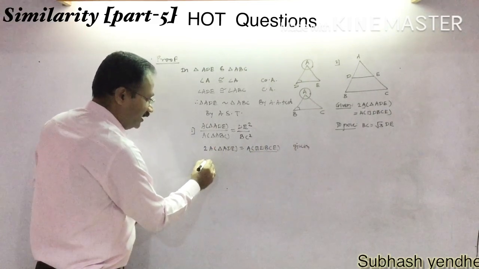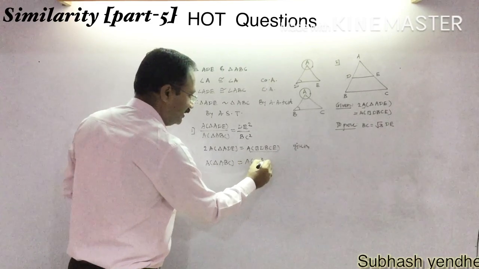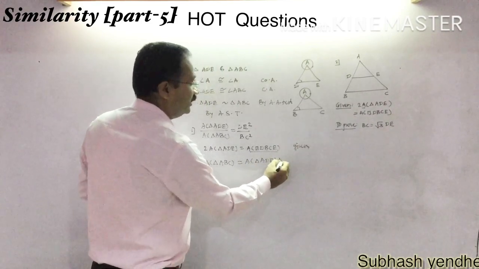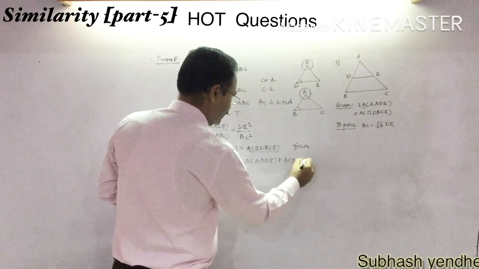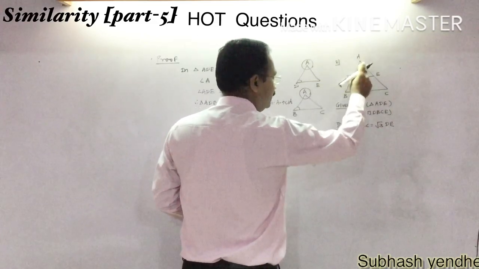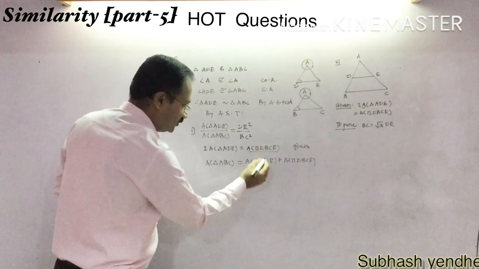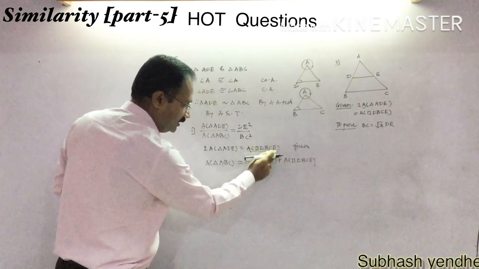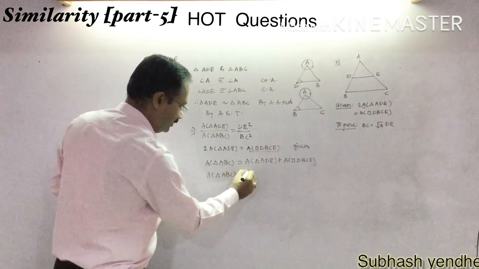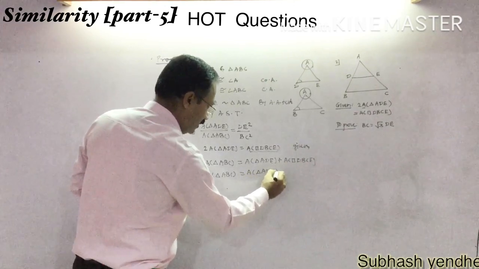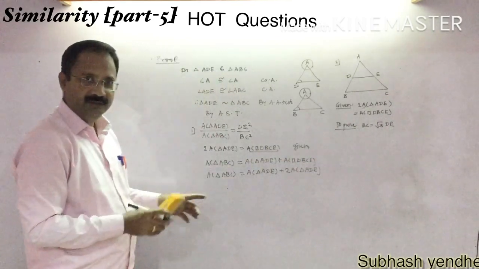Yes, we know that area of triangle ABC is equal to area of triangle ADE plus area of quadrilateral DBCE. This ABC is made up of ADE and quadrilateral DBCE. Now we can substitute the value of area of quadrilateral DBCE here. So you'll get area of triangle ABC equals area of triangle ADE plus 2 times area of triangle ADE. Got it?